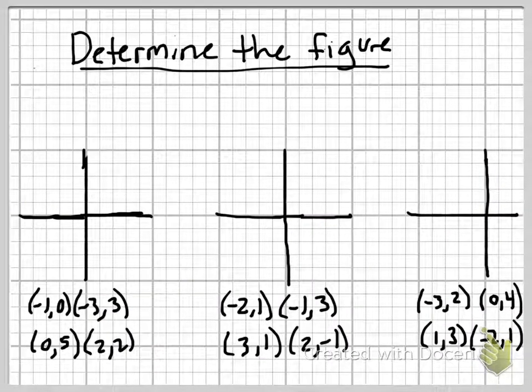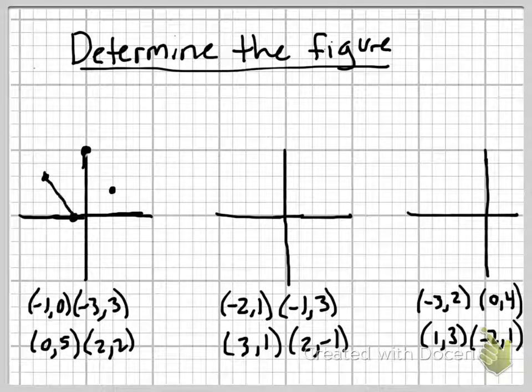Okay, so on these, I didn't give you the points already drawn. So the problems that you'll get, you'll be given the ordered pairs and you'll have to draw them. So this first one's at negative 1, 0. There we go. And then negative 3, 3. Just going to put me right there. 0, 5 is over 0, 1, 2, 3, 4, 5, which is going to put me right there. And 2, 2. So over 2, 1, 2.